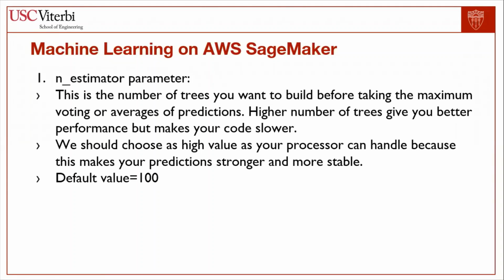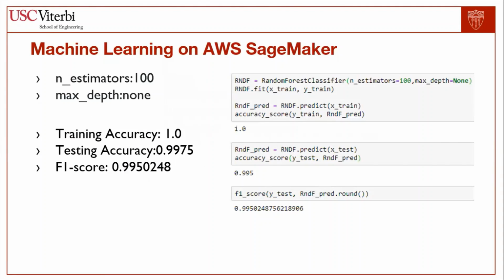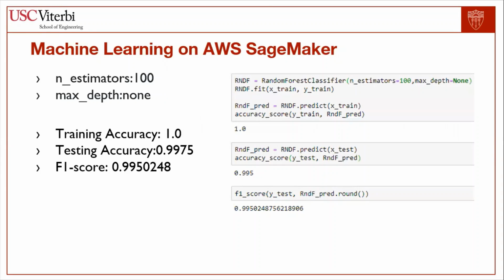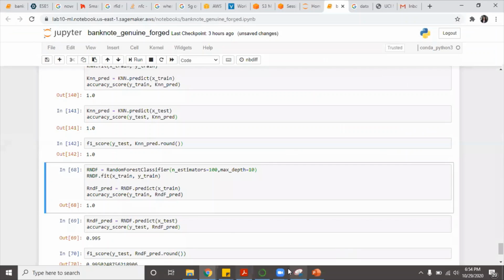There are also two parameters for random forest. One is the n_estimators parameter. This is the number of trees you want to build before taking the maximum voting or averages of predictions. The higher number of trees give you better performance but makes your code slower. So we should choose as high a value as your processor can handle, because this makes your predictions stronger and more stable. The default value is 100. Let's try with the default value.